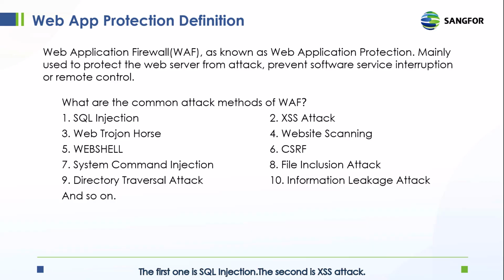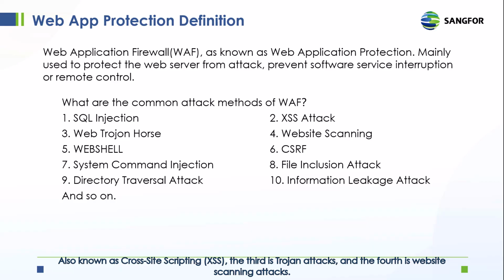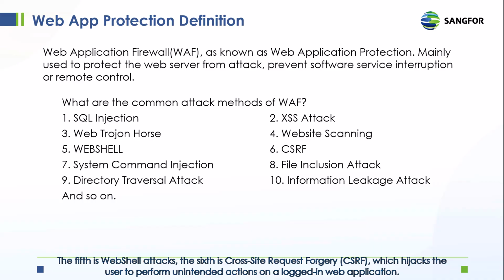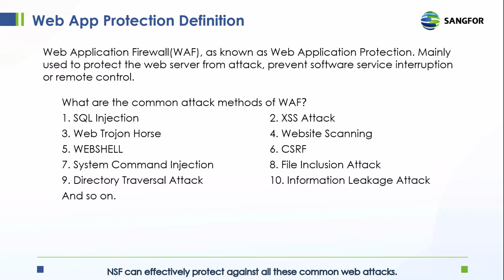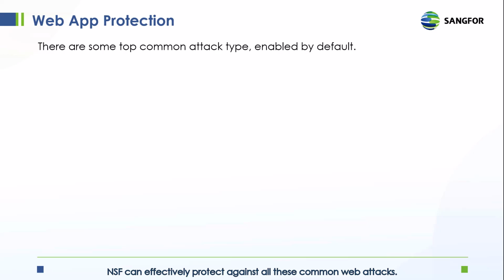The first one is SQL injection, the second is XSS attack, also known as cross-site scripting, the third is Trojan attacks, and the fourth is website scanning attacks. The fifth is web shell attacks, the sixth is cross-site request forgery, CSRF, which hijacks the user to perform unintended actions on a logged-in web application. There are also system command injection attacks, file inclusion attacks, directory traversal attacks, and information leakage caused by web server vulnerabilities, and so on. NSF can effectively protect against all these common web attacks.